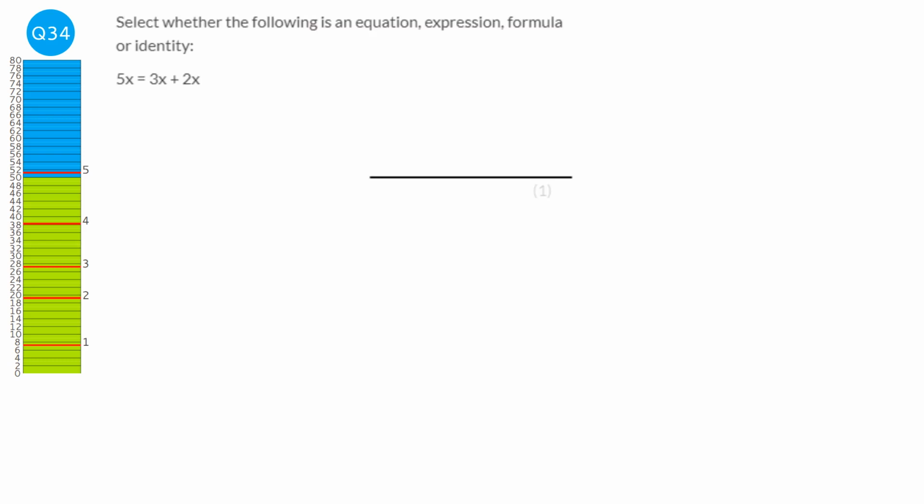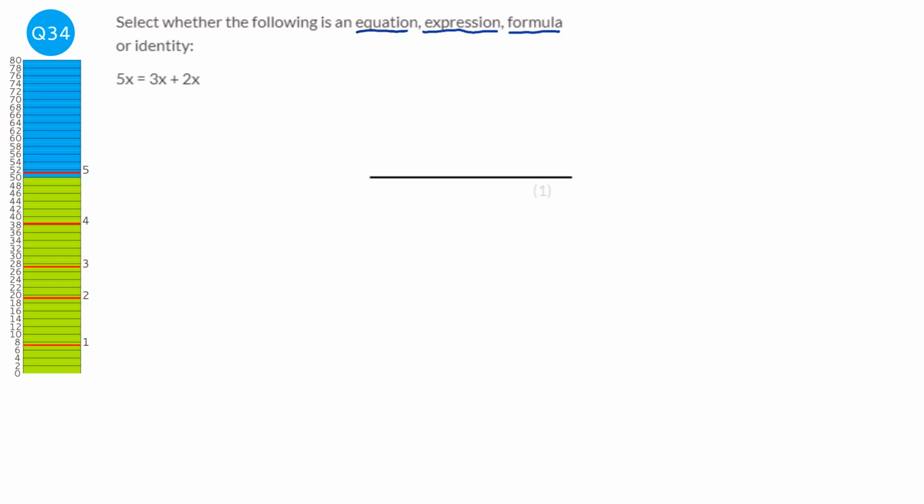To answer this question, we need to know what an equation, expression, formula, and identity is. So the formula is basically an equation but for real world things. So area equals pi r squared. It's where the letters actually mean something. Expression is just algebra without the equal sign. So 5x plus 3 would be an expression.